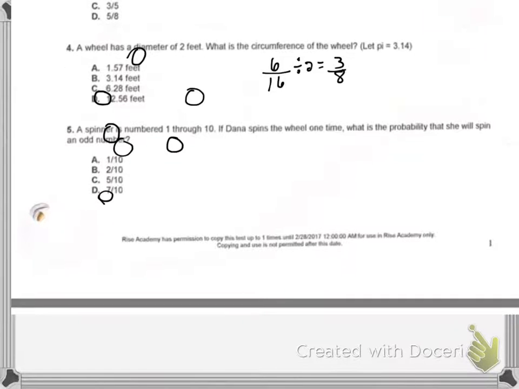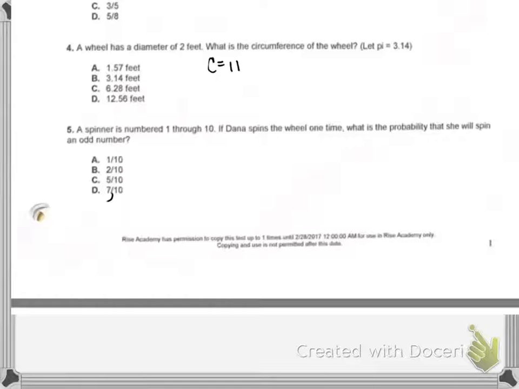Number 4. A wheel has a diameter of 2 feet. What is the circumference of the wheel? Alright, so circumference equals pi d. That comes straight from your reference chart. It says to let pi equal 3 and 1400ths. And the diameter is 2. So when you multiply 3 and 1400ths times 2, you get 6 and 2800ths. The answer is C.